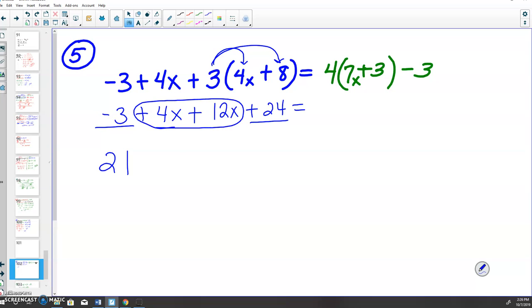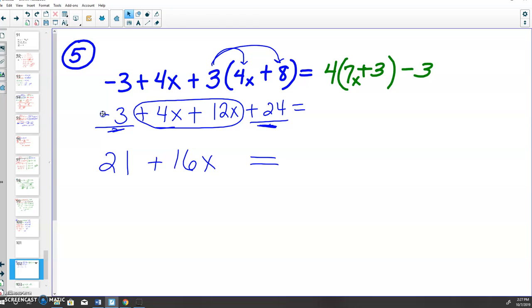A positive 4 plus 12. So what's 4 plus 12? 16. So even though these are not next to each other, it doesn't matter. They're still on the same side of the equation. You want to combine any like terms on that side of the equation. So any numbers by themselves, combine them. Any numbers with the same letter, combine them.